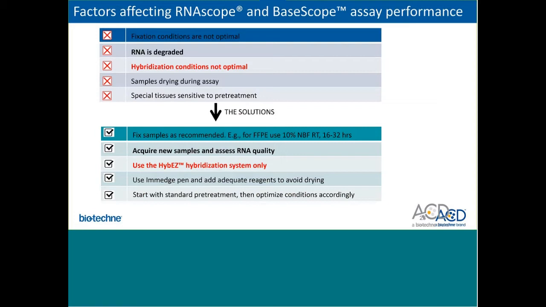To help address these factors, you can fix the samples as recommended. We do have recommended guidelines for most tissues noted in our user manual. You could also acquire new samples to help assess RNA quality if you feel like the RNA quality has been affected. Using the HybEZ hybridization system does help to ensure optimal hybridization conditions, and to ensure that you're using all of the standard pretreatment and reagents required.